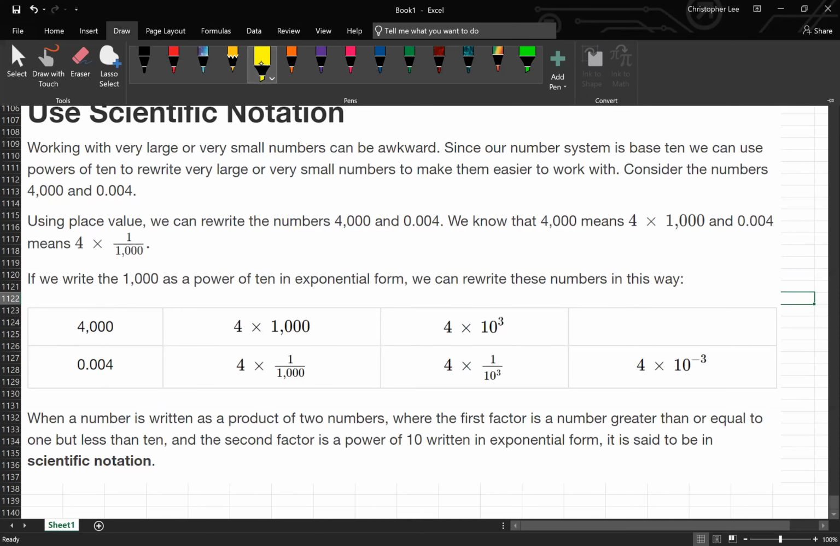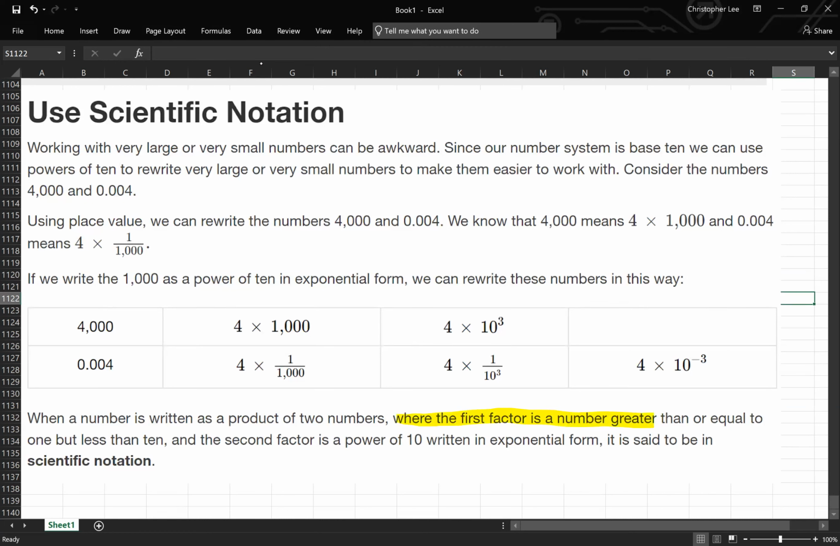I just want to highlight this real quick because this is important: the first factor is a number greater than or equal to 1, but less than 10. Can't stress that enough for scientific notation.